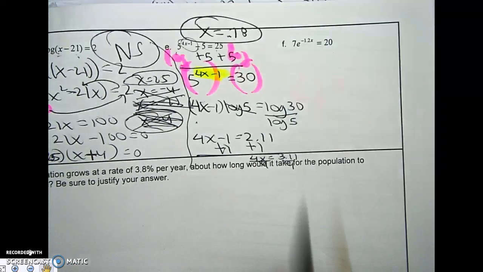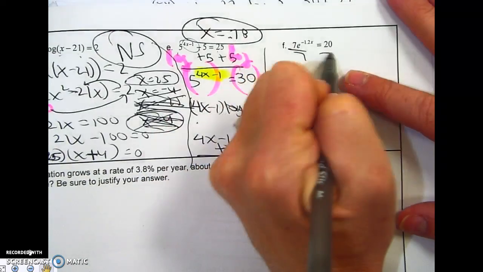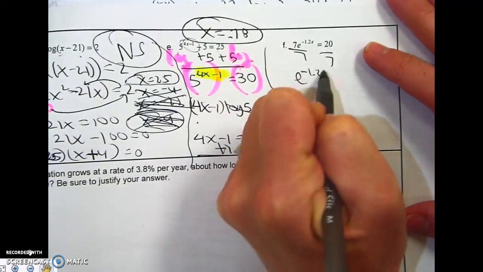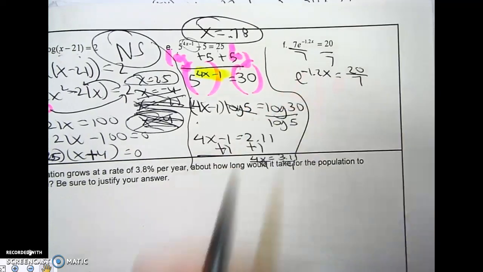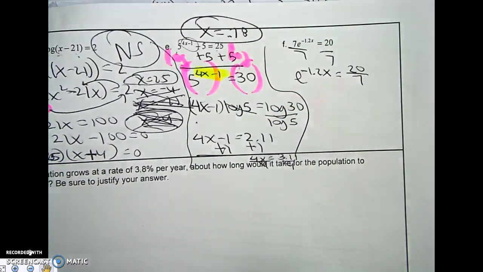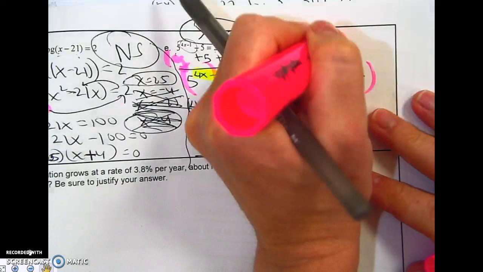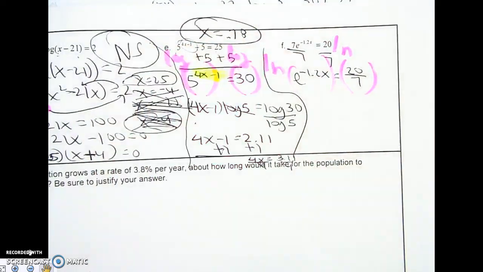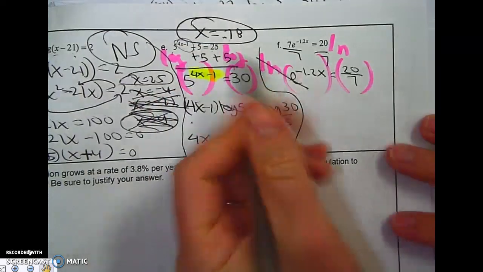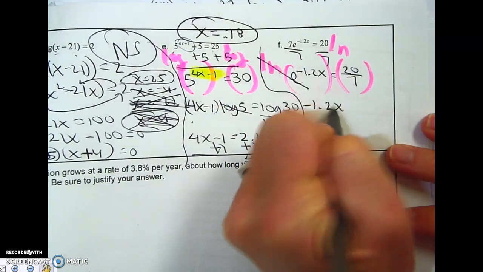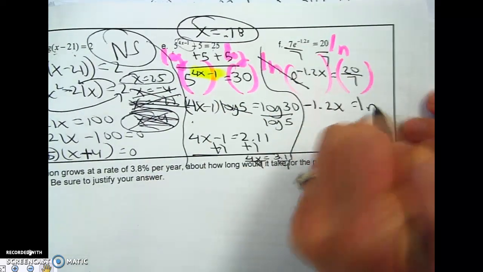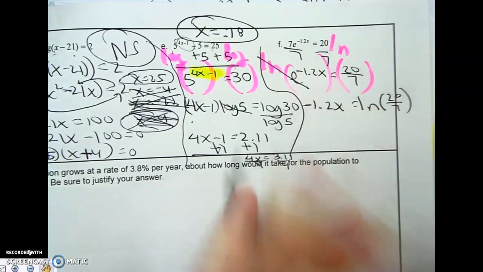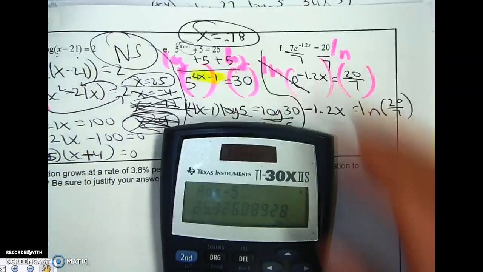Okay, let's go to the next one. Divide by 7. e to the negative 1.2x equals 20 over 7. But since I'm dealing with e, it's not log, it's natural log with an L. So when I do natural log, those are inverses of each other, so it cancels. And I'm left with the other, whatever the value of natural log of 20 over 7 is. So let me figure that out right now.